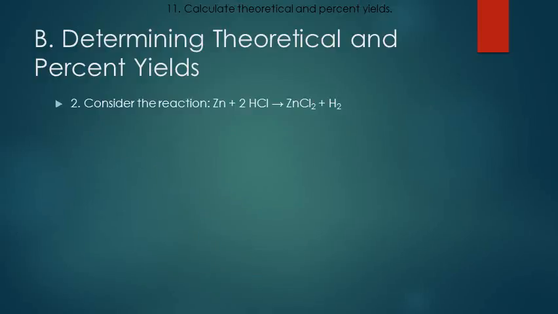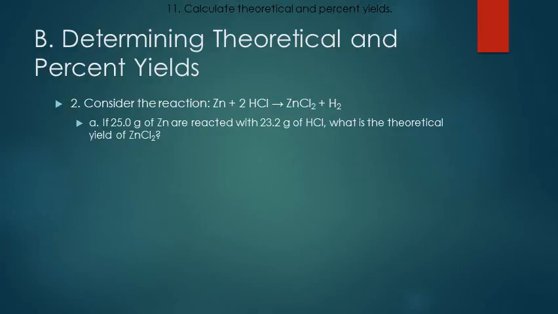Let's look at a different example. Here we're considering the reaction between zinc and hydrochloric acid. And we're told, if 25 grams of zinc are reacted with 23.2 grams of hydrochloric acid, what is the theoretical yield of zinc chloride?